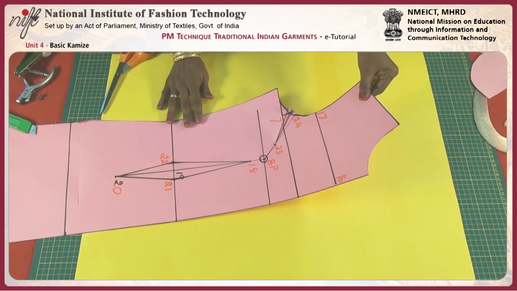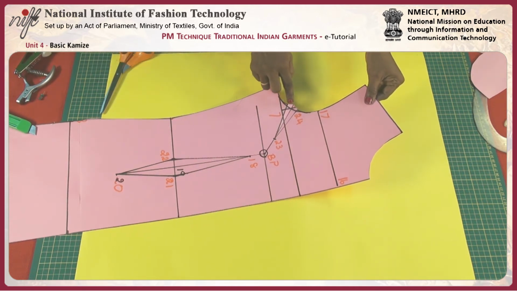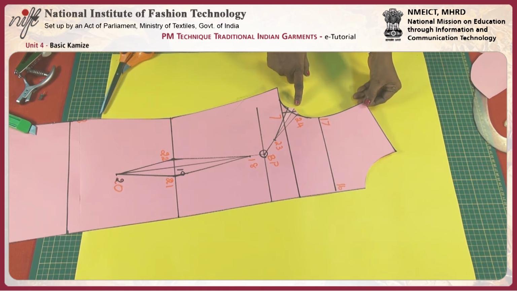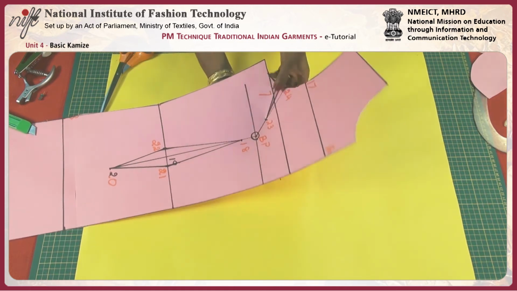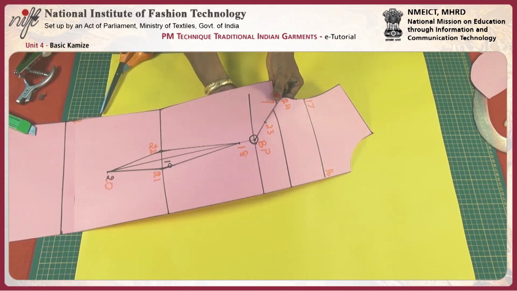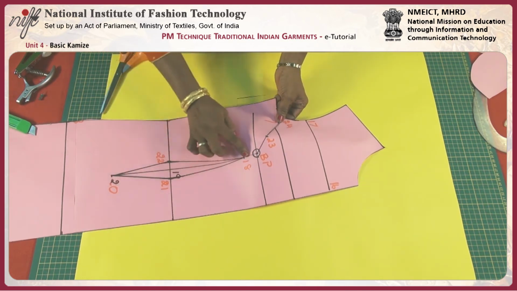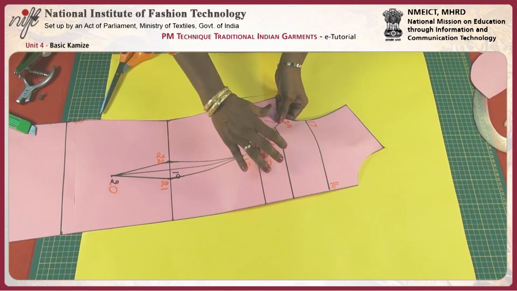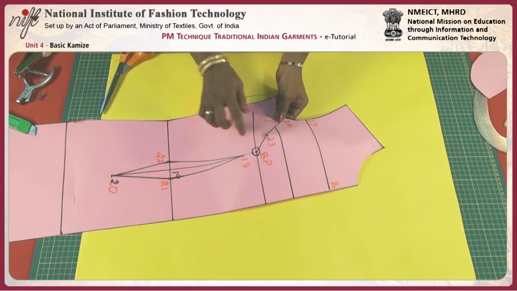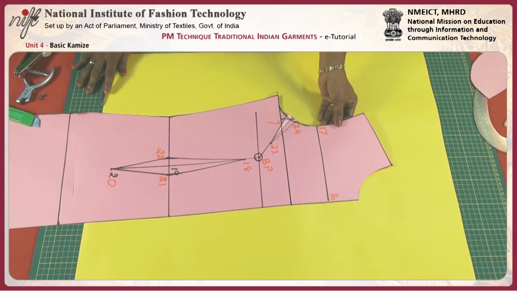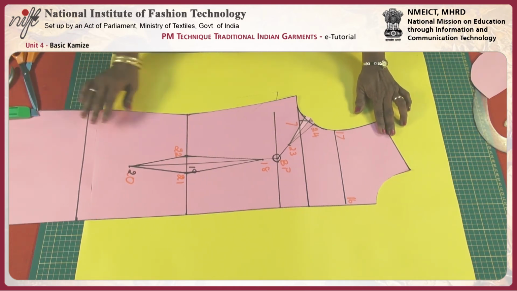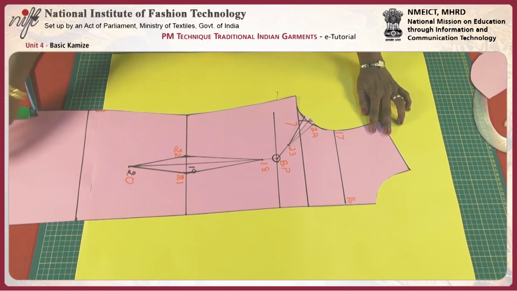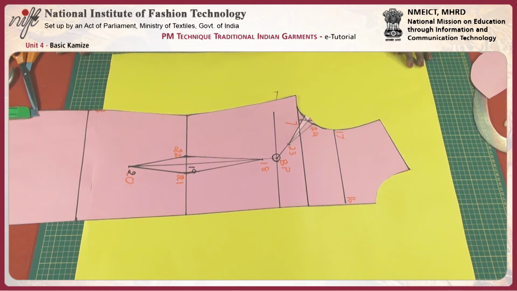Now we can see that the extension has happened at the armhole. So when we are doing this, the bust cup is being formed. When you are doing both the darts together, the proper bust cup will form at the bust point. Now our basic block of the kameez front is ready.